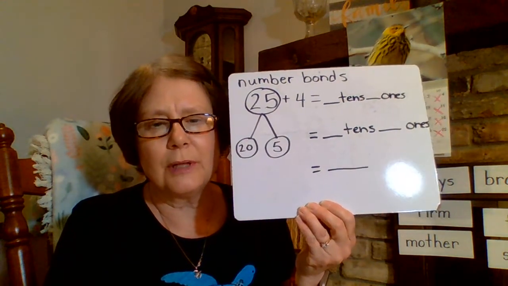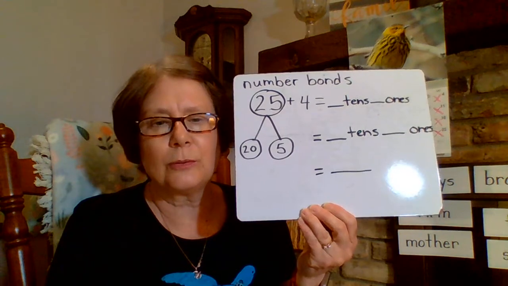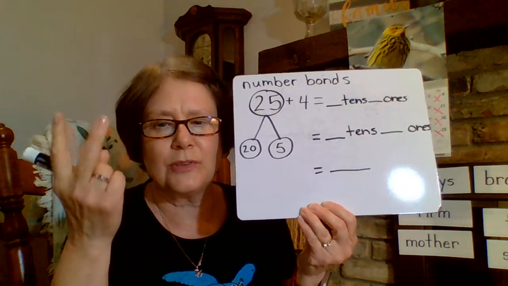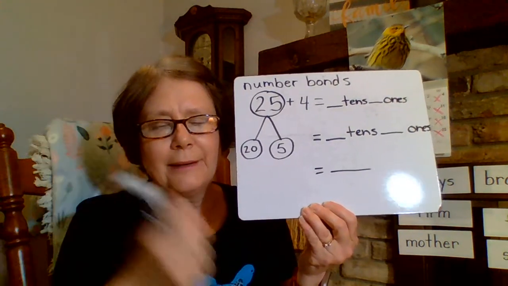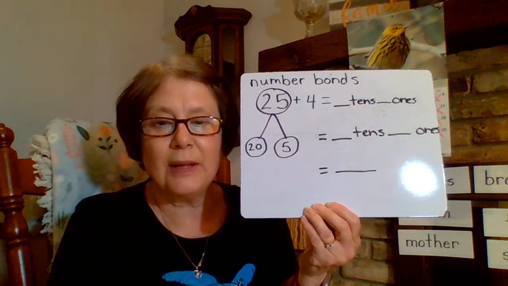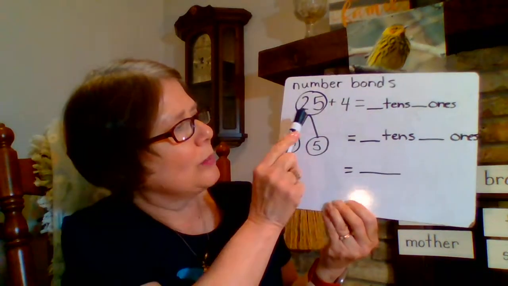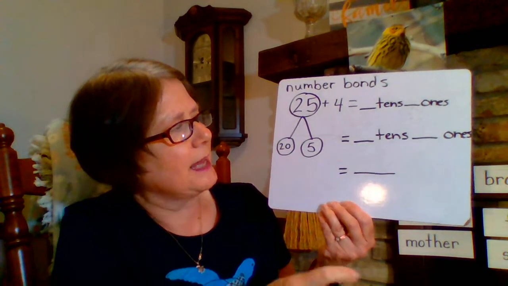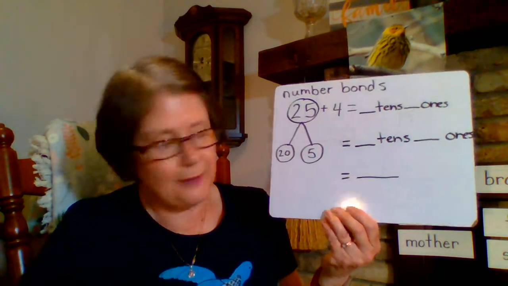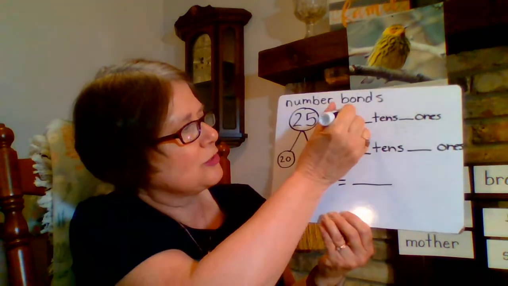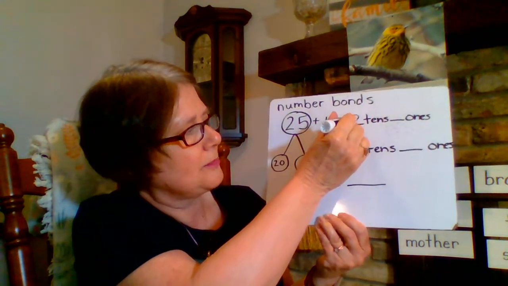Now one way you can do that is just by counting up. 25, 26, 27, 28, 29. You count up by 4s. That's fine. But there is another way. So what we do is we take the number of tens. Now we take that from the number bond. So it's 20. There's two tens.